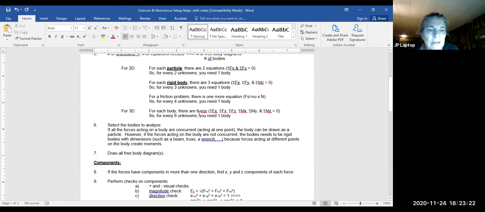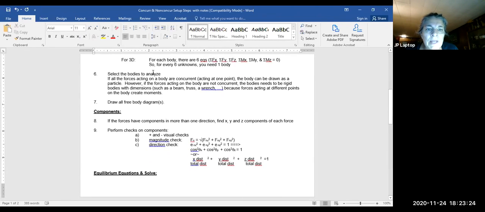Okay, then the next step: select the body to analyze. If all the forces on the body are acting concurrently, then it's drawn as a particle. But if the forces on the body are not concurrent, the body needs to be drawn as a rigid body with dimensions. Some of you forgot dimensions. Don't forget things like that. I just take points off. You've got to have it.